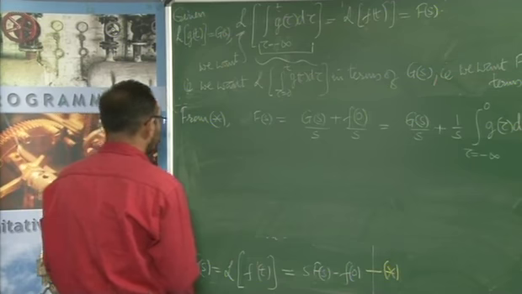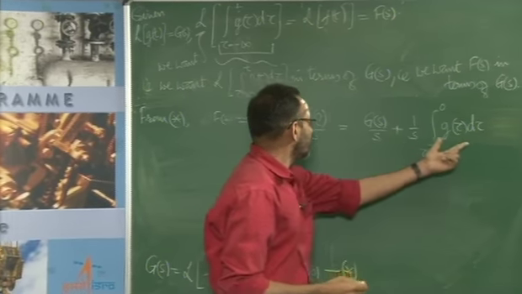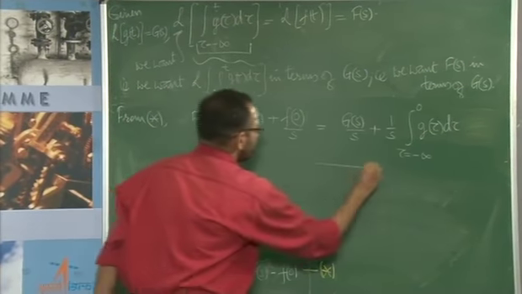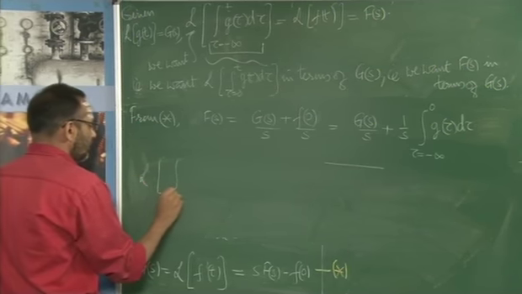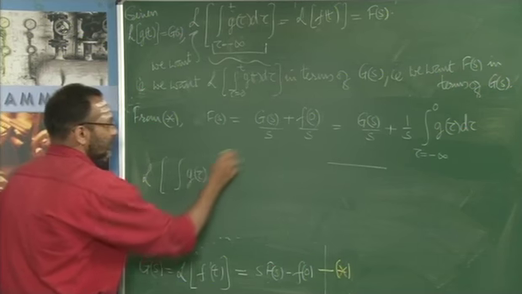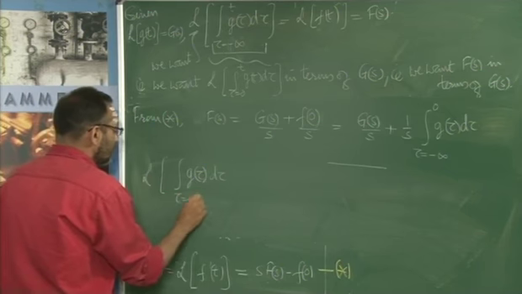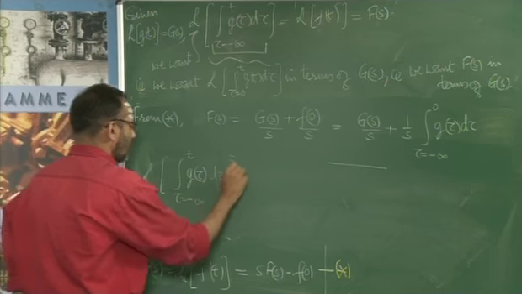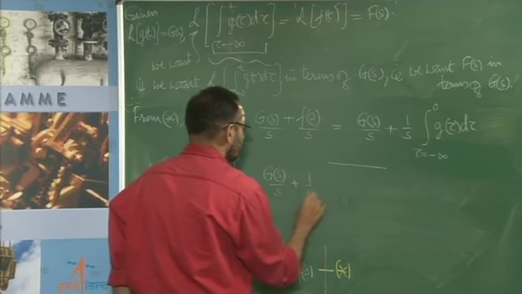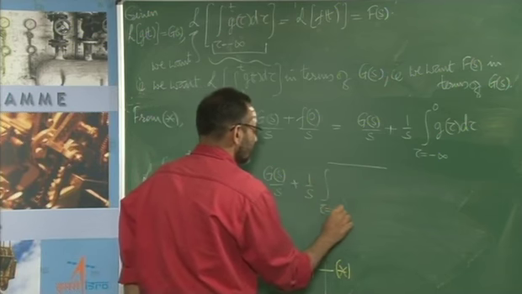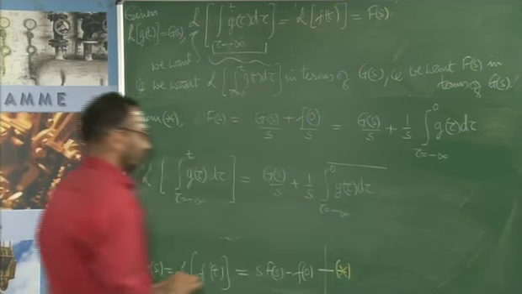So, let me write again. The final formula is, now I got the Laplace transform of the integral of g. Now, instead of g of s, I could have had any other function. So, the Laplace transform of the integral of g of tau d tau, tau equal to minus infinity to t, is G of s by s plus 1 over s times the integral, tau equal to minus infinity to 0, of g of tau d tau. All right.